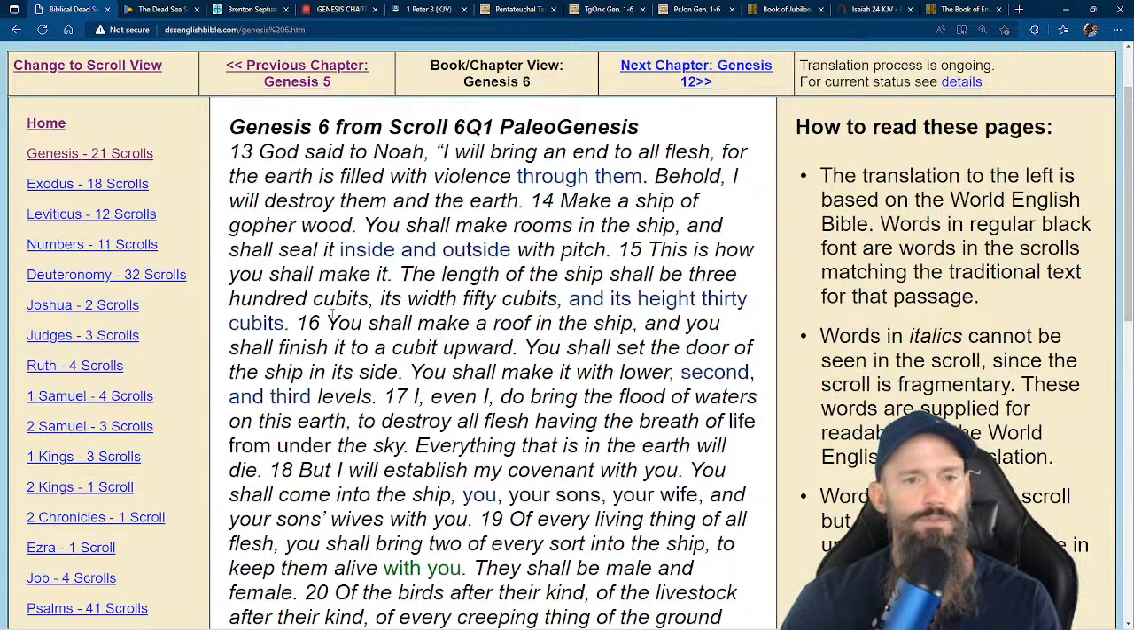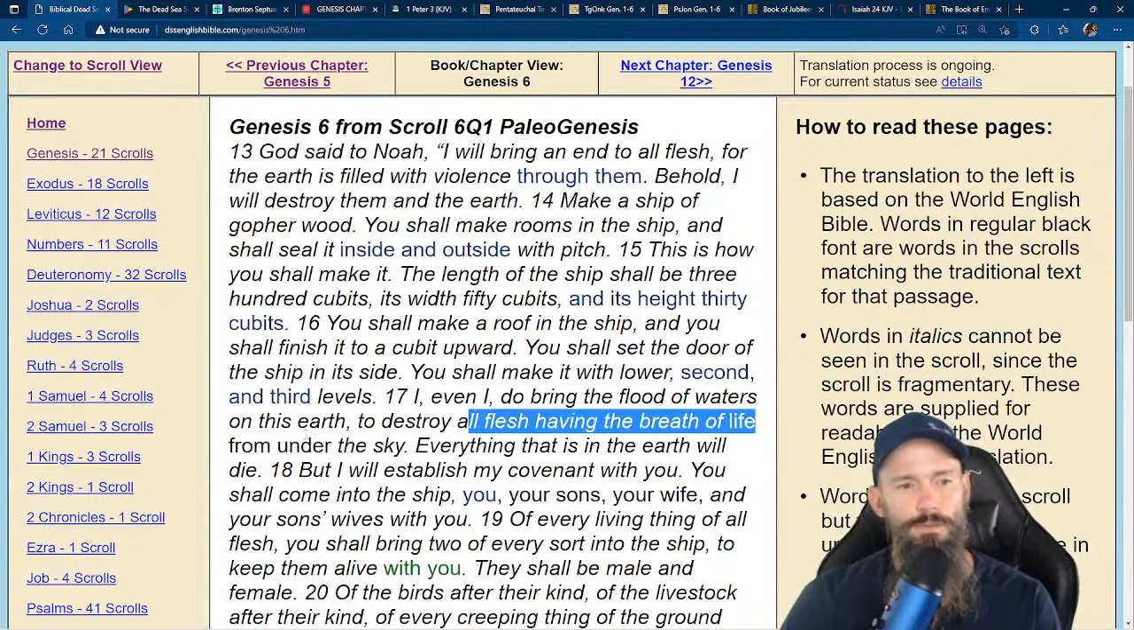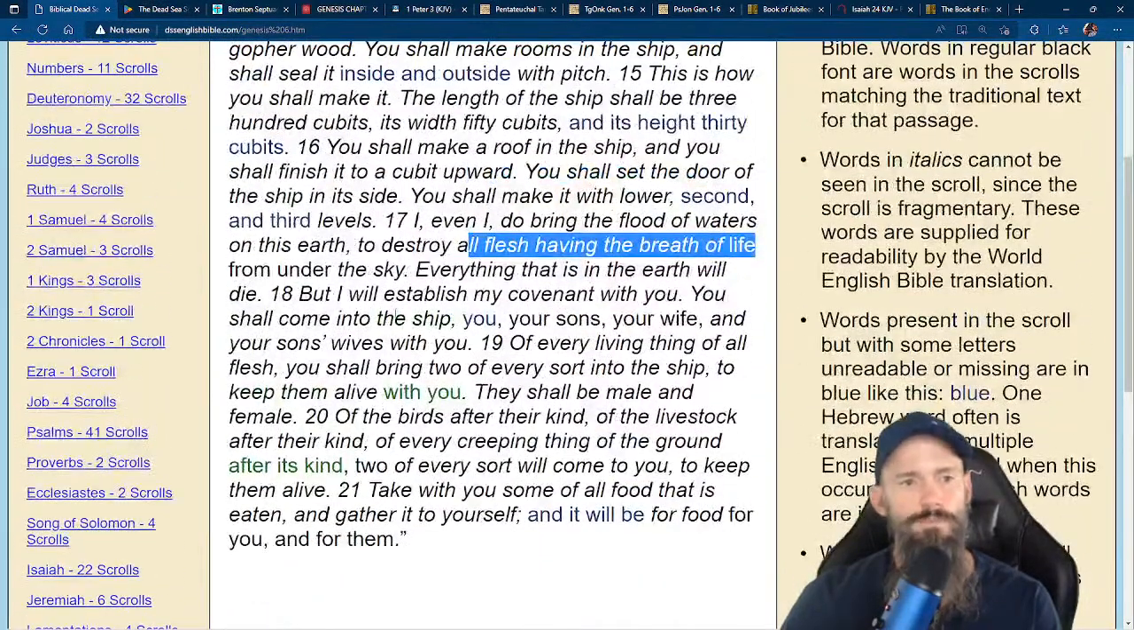You shall make a roof in the ship. You shall finish it to a cubit upward. You shall set the door of the ship in its side. You shall make it with lower, second, and third levels. Even I, do bring the flood of waters on this earth to destroy all flesh having the breath of life from under the sky. Everything that is in the earth will die, but I will establish my covenant with you.